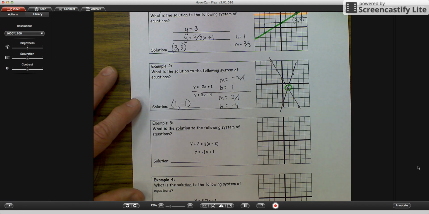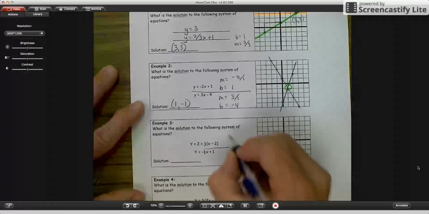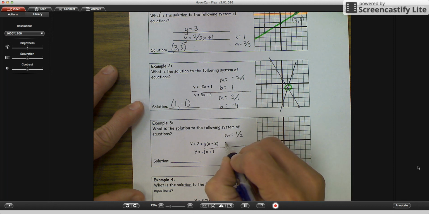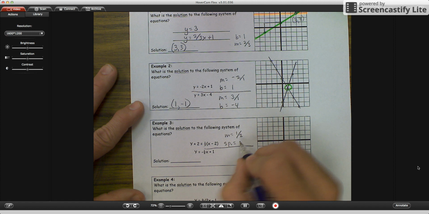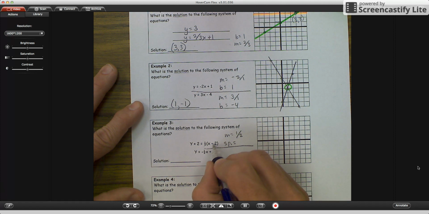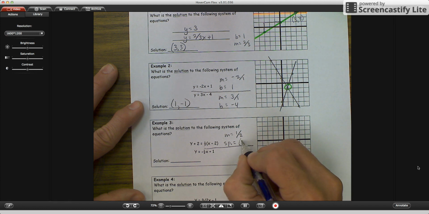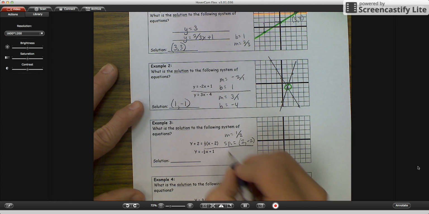Okay, the third example that we're going to do. Again, I'm going to take my key information. My slope is 1/2. Now, this is a point-slope, so it has a starting point and not a y-intercept. Remember, it's the opposite of our x and the opposite of our y. So this starting point is (2, -2), if you remember the formula. On the bottom one, our slope-intercept, our slope is negative 1/2, and our y-intercept is positive 1.